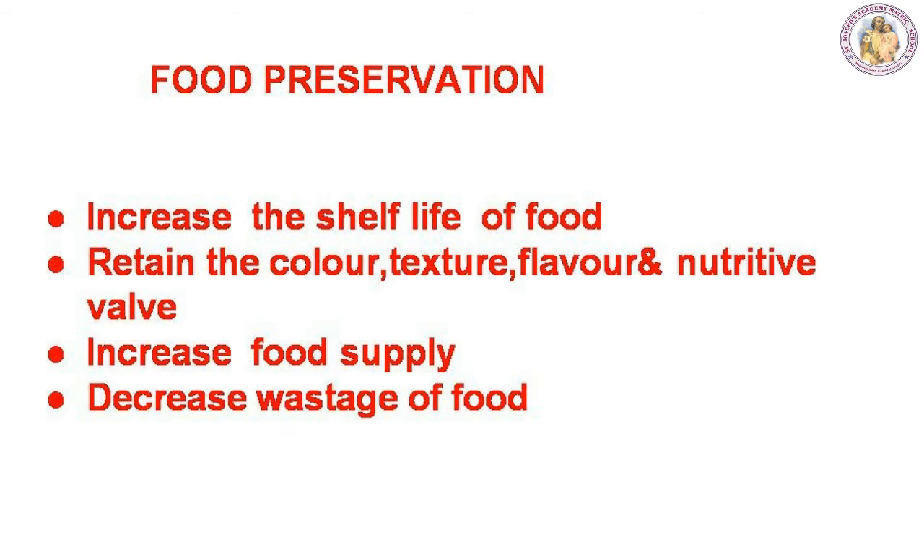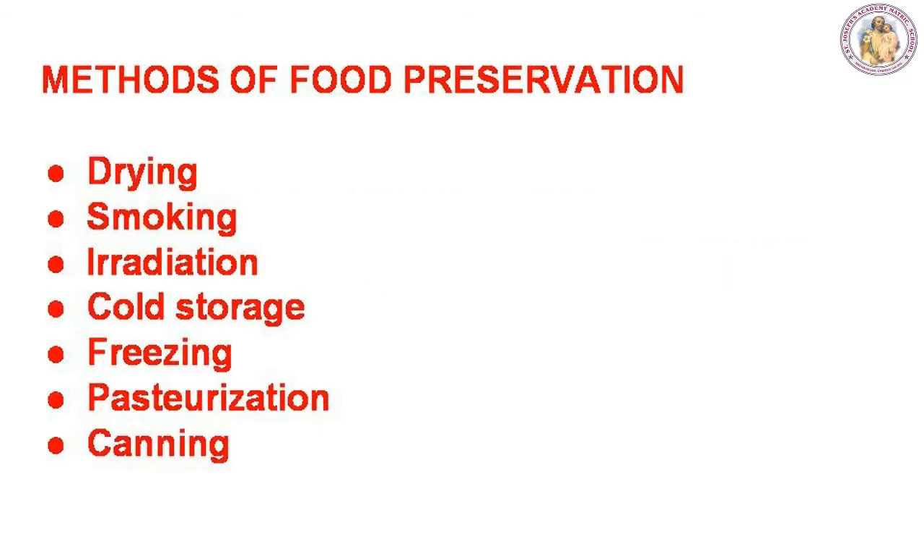Food preservation is a process of preventing food from spoilage or decay by storing it in a condition fit for future use. It increases the shelf life of food, retains the color, texture, flavor and nutritive value, increases food supply, and decreases the wastage of food. Here come the methods of food preservation. We have many methods: drying, smoking, irradiation, cold storage, freezing, pasteurization and canning.